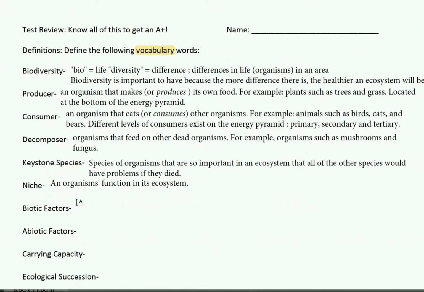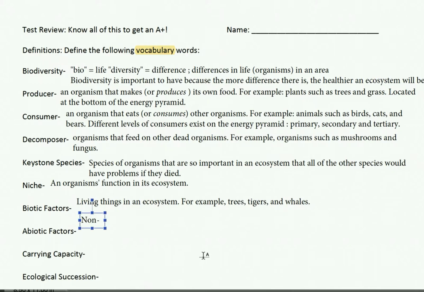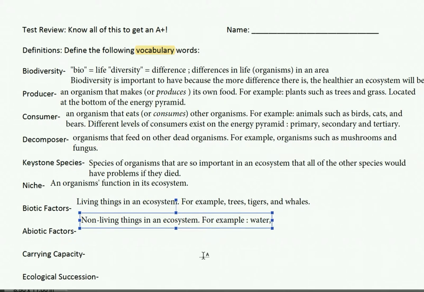Okay. Biotic factors. Living things in an ecosystem. For example, trees, tigers, and whales. Abiotic factors. Non-living things in an ecosystem. For example, water, soil, and sun.